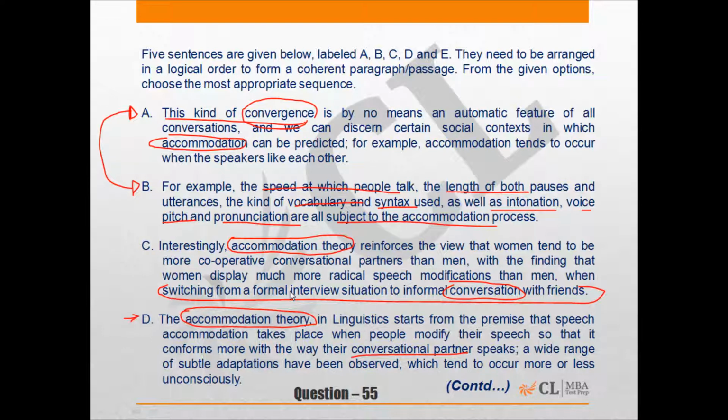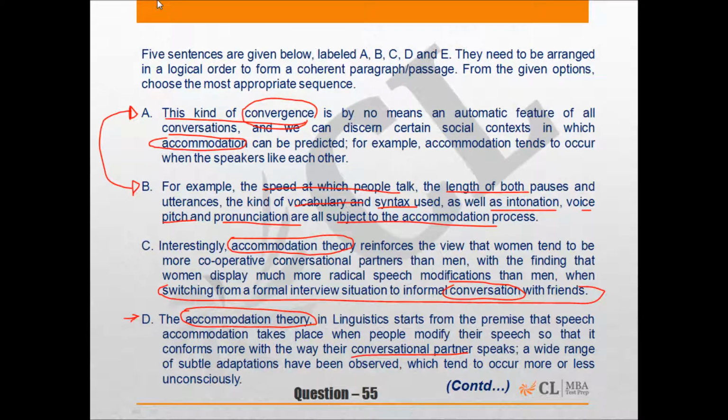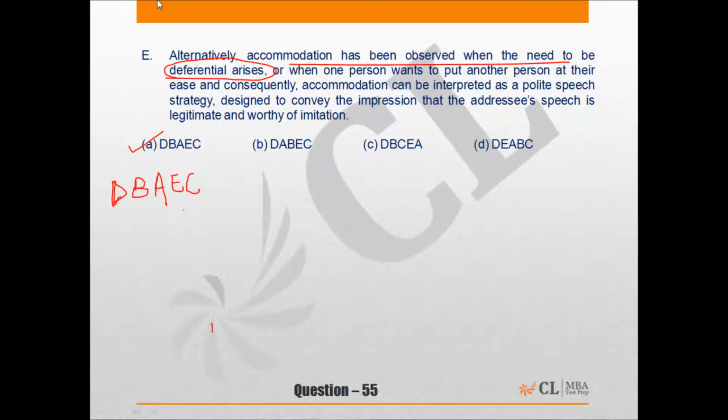And then finally E discusses the situation when accommodation has been observed, that when people are talking to each other, let's say when women are talking, there's a conversation, a change from a formal interview situation to informal. E discusses that differential need, and then C gives you the example, right? It completes the discussion. So that's how we have our answer, which is D, B, A, E, C.